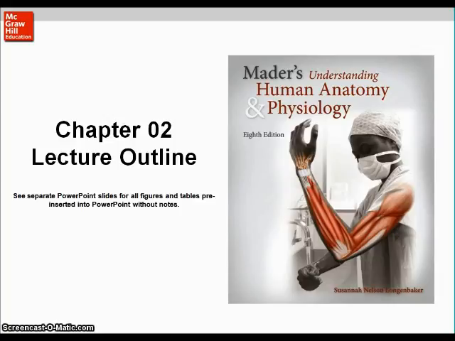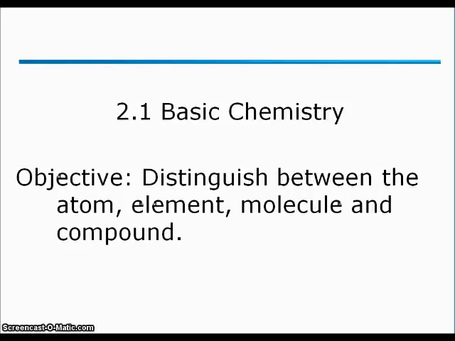So today we'll be going over Chapter 2, starting with basic chemistry. Our objective for this section is to be able to distinguish between the atom, element, molecule, and compound. This should be familiar to you from your work on Friday with your concept map.